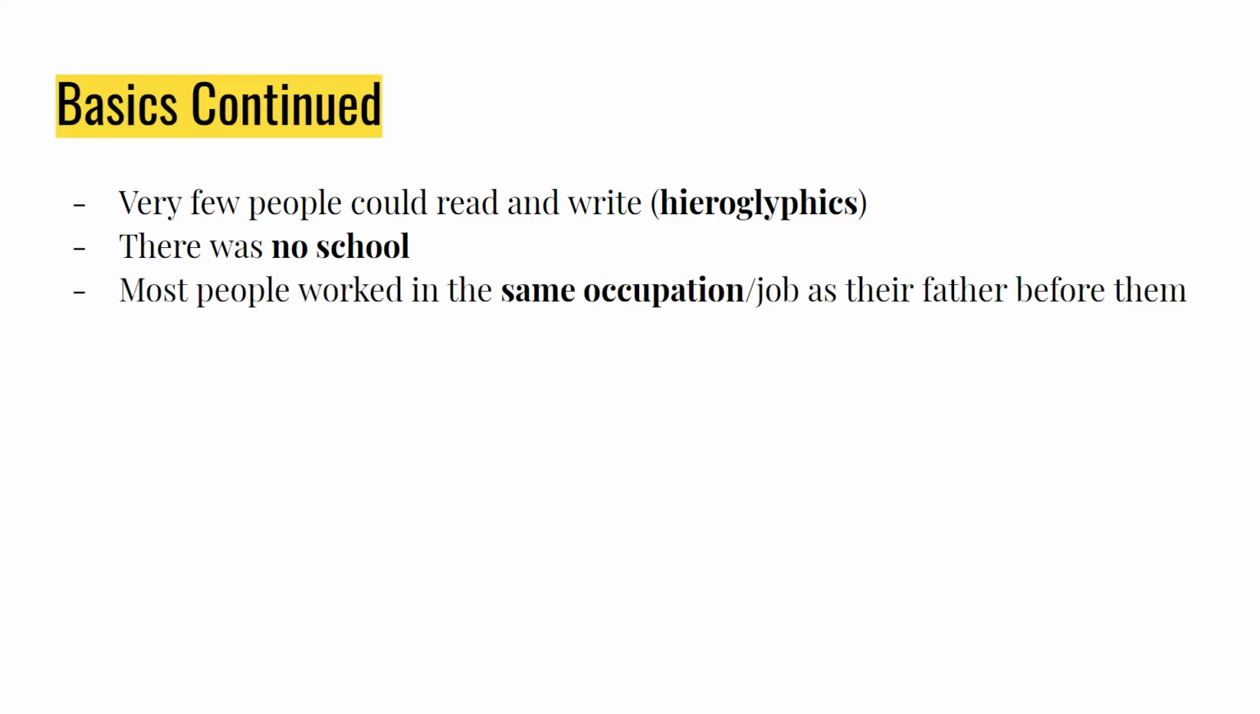And most of those people worked in the same occupation or job as their father before them. So if you were a farmer, it's probable that your father was a farmer too, and his father, and so on before him. This was a society that owned slaves, meaning you could, in it, own another person as property. It was fairly common, and a fairly large number of people were slaves, probably anywhere between 15 and 20% of the population.